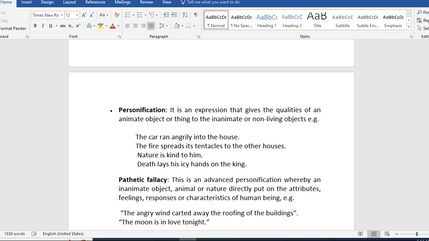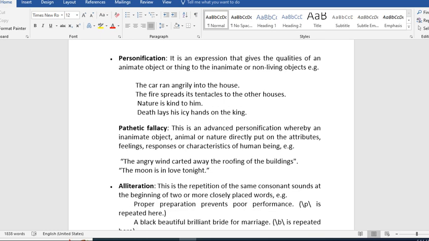Nature is kind to him. He's not a man that can be kind. Death lays his icy hands on the king. Laying hands is an attribute of a human being, or living things that have a hand.